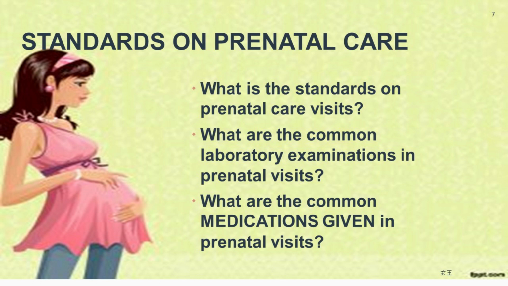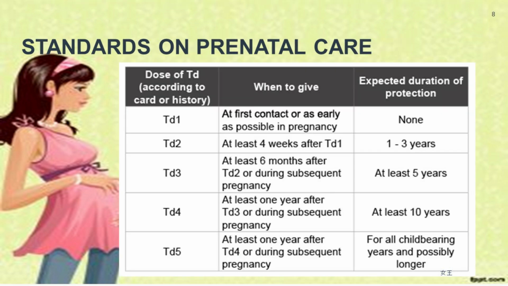In areas with malaria, 2 tablets of chloroquine phosphate, 250 mg per tablet, every week for the duration of pregnancy. 0.5 ml of tetanus toxoid, IM, in this schedule. The schedule of tetanus toxoid injections is as follows. Tetanus toxoid 1 will be given during the first contact or as early as possible in pregnancy.